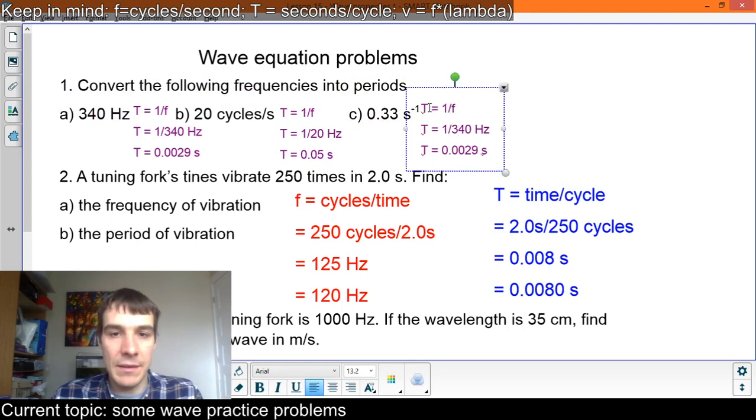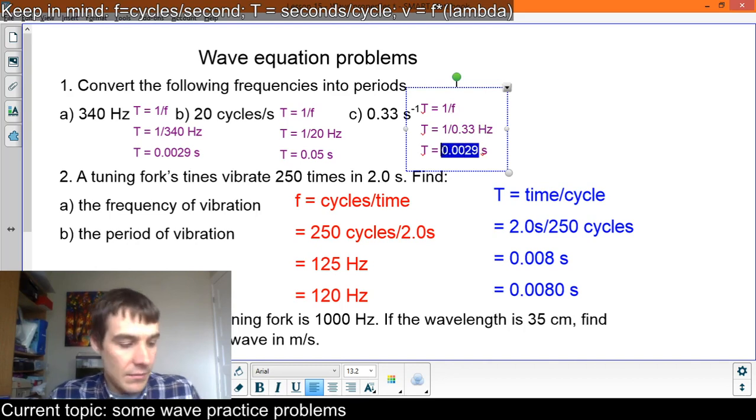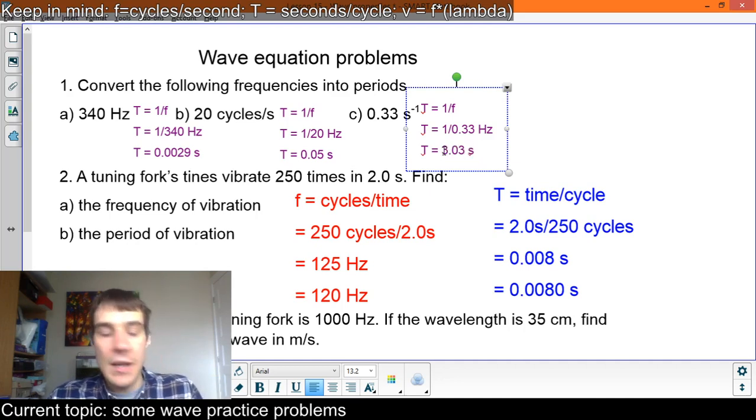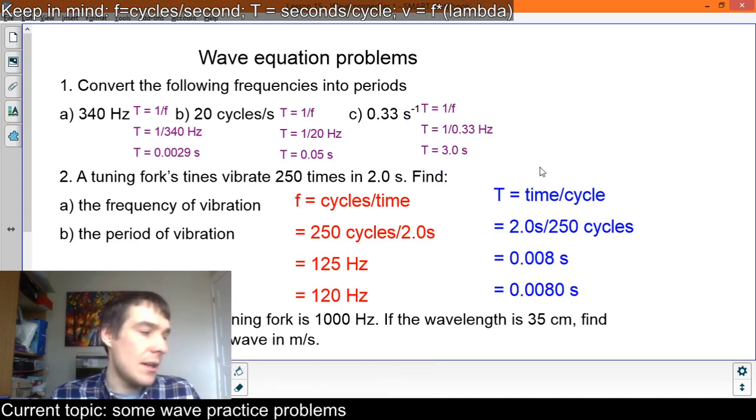Well, it's the same thing, right? Period is 1 over frequency. It's 1 over 0.33 hertz, still in hertz. And so that's going to give us something like 3. So 1 divided by 0.33, 3.03 seconds. But we've only got 2 significant digits, so we want this to 2 significant digits, it's 3.0 seconds. And that's how you convert them.